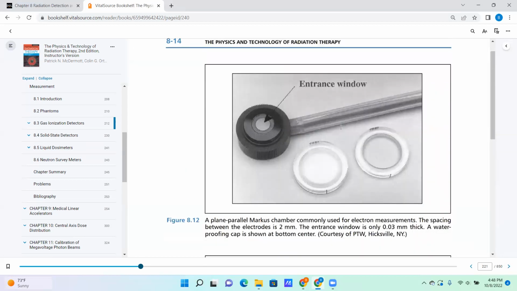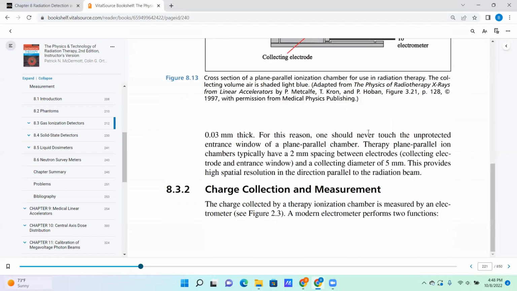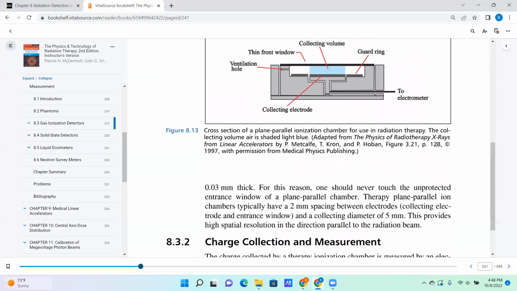This is what it looks like. For this reason, one should never touch the unprotected entrance window of a plane parallel chamber. Therapy plane parallel ion chambers typically have a 2 millimeter spacing between electrodes. It's pretty small, and a collecting diameter of 5 millimeters. This provides high spatial resolution in the direction parallel to the radiation beam.